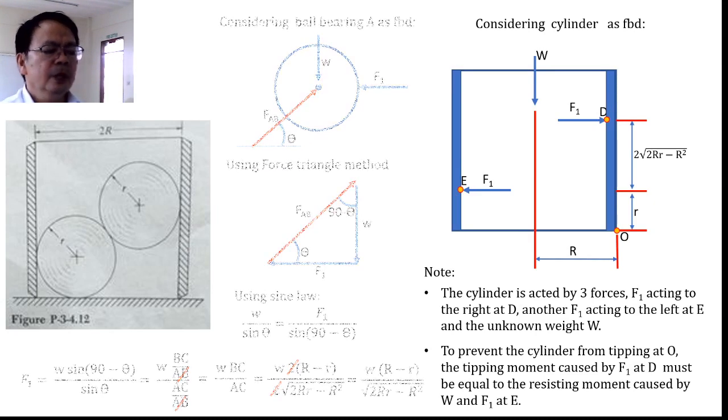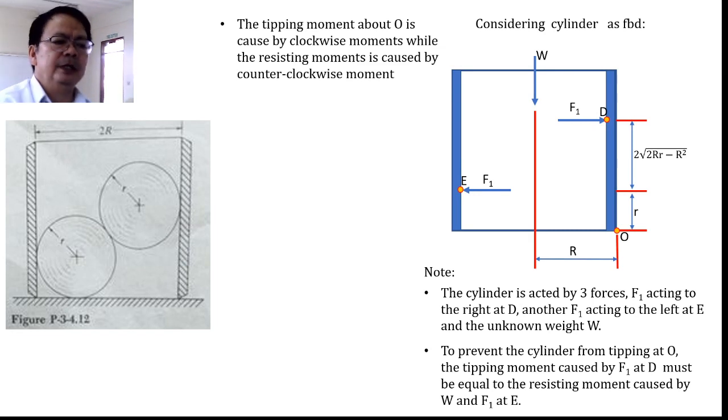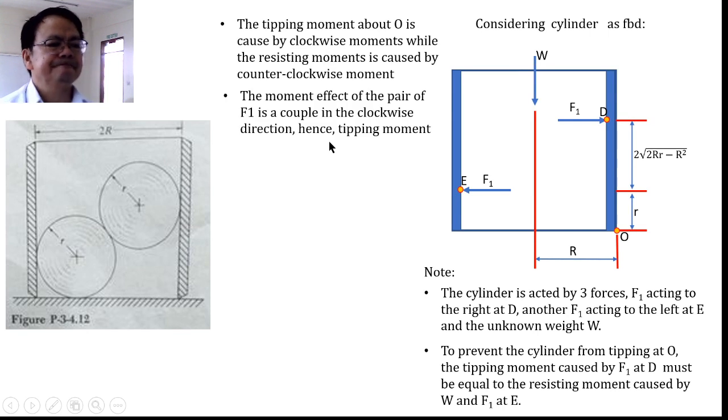So mga katwid, how are we going to solve for that? So the tipping moment about O is caused by the clockwise moment by this one, while the resisting moment is the moment caused by all the counterclockwise, which is due to W and F sub 1. However, you will notice that there are pair of F sub 1 here. F sub 1 acting to the right and F sub 1 acting to the left. If we are going to recall the definition of a couple, then this actually constitutes a couple whose magnitude is equal to F sub 1 multiplied by this moment arm. And the direction of the couple is clockwise.